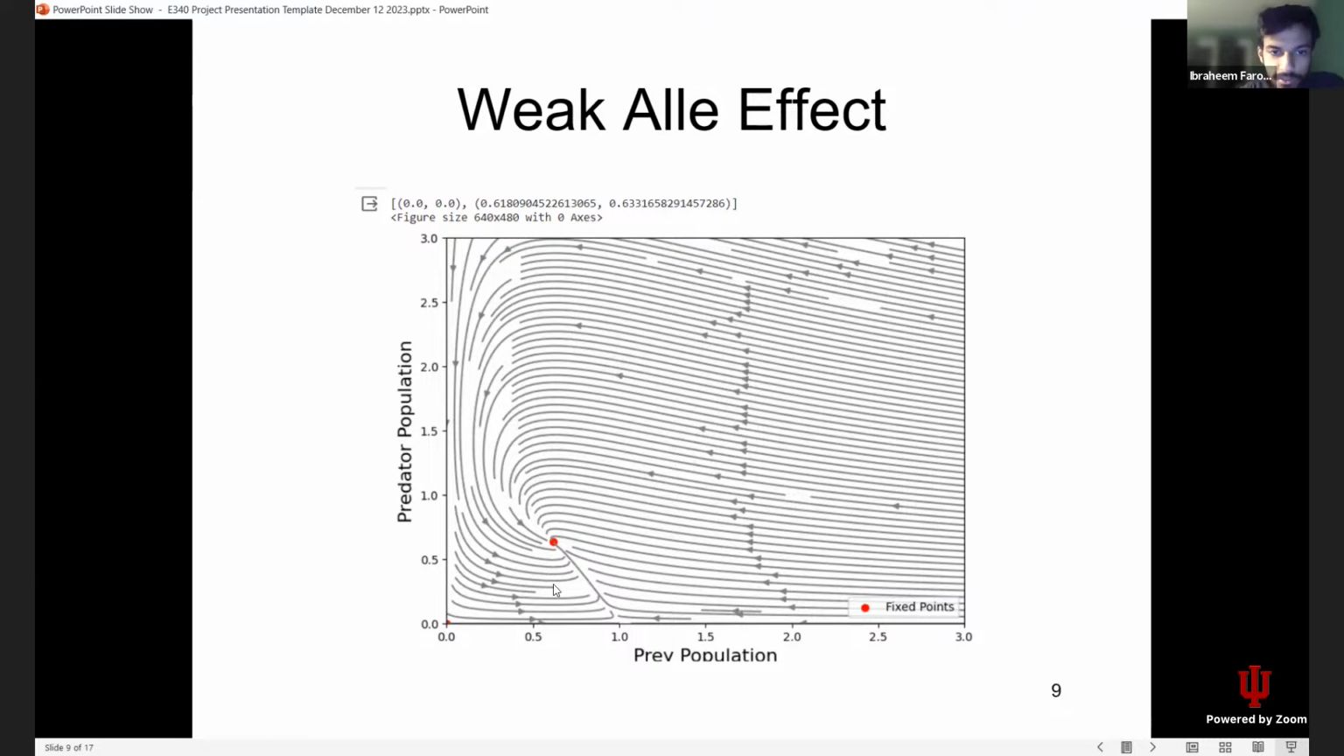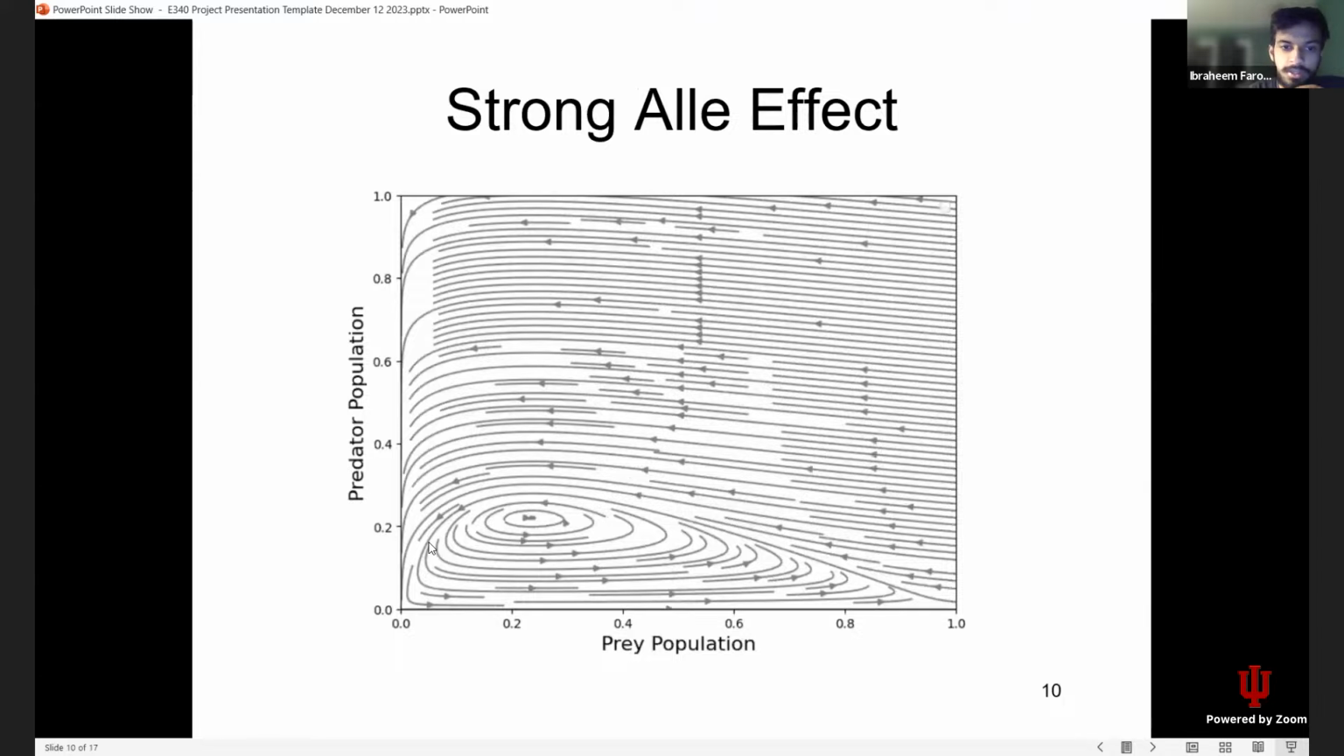So here we're looking at the weak Allee effect, where below a certain threshold, which in this case is very low, you get a lower growth rate for the prey population. A strong Allee effect, on the other hand, and just a reminder, is supposed to give us a scenario where below a certain threshold, the growth rate is negative, and that's exactly what we see here.